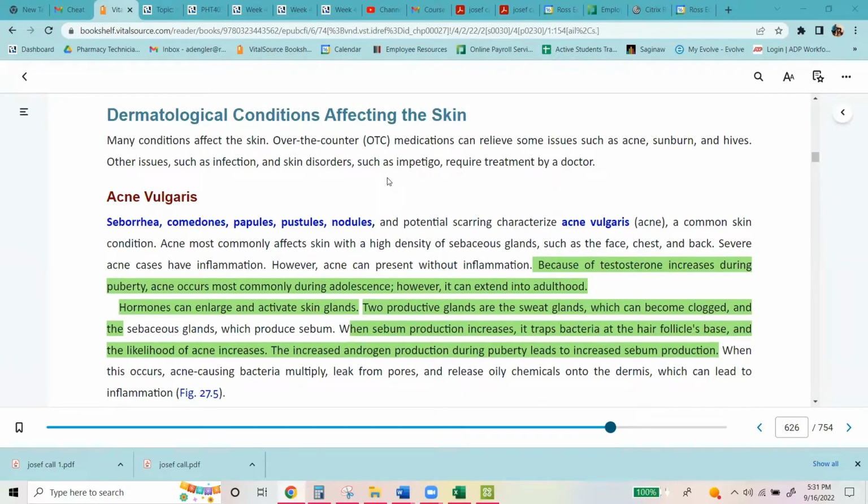Seborrhea, comedones, papules, pustules, nodules, and potential scarring categorize acne vulgaris, a common skin condition. Acne most commonly affects skin with a high density of sebaceous glands, such as the face, chest, and back. Severe acne cases have inflammation. However, acne can present without inflammation. Because testosterone increases during puberty, acne occurs most commonly during adolescence. However, it can extend into adulthood.